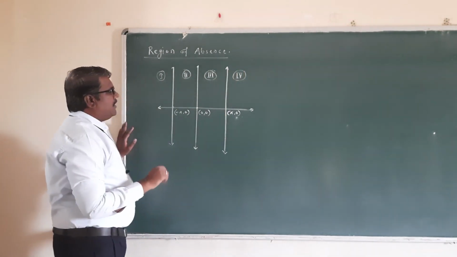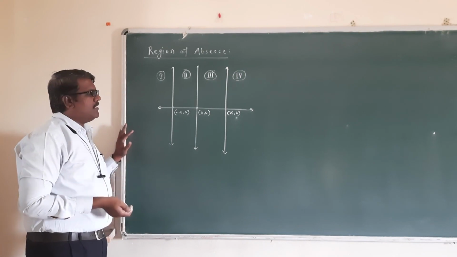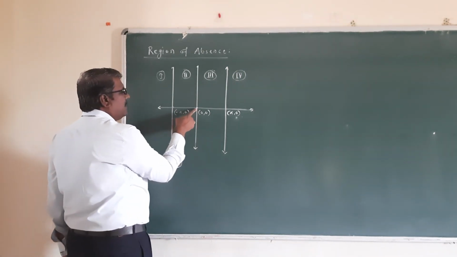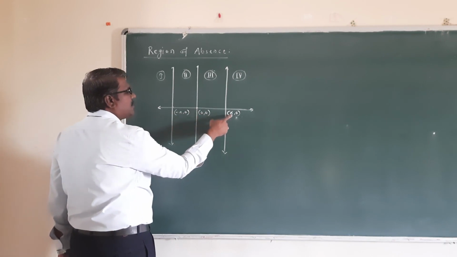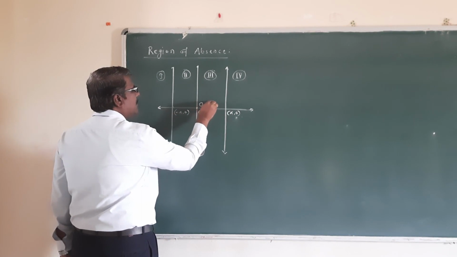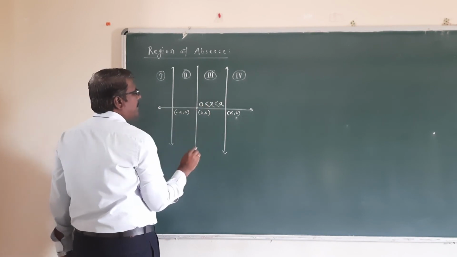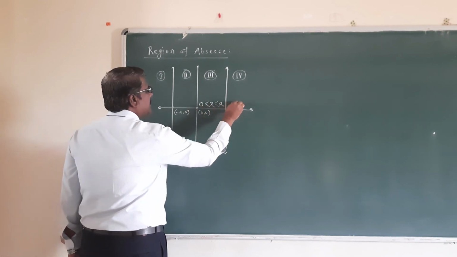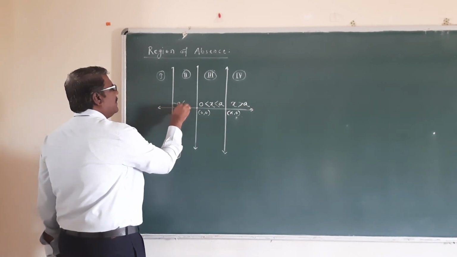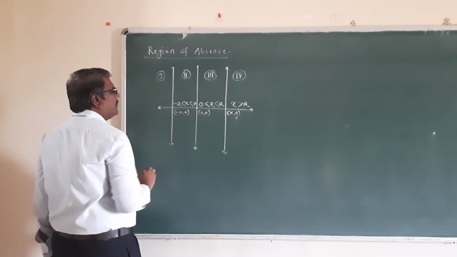Now, after doing the partitions, the next work is to define the partitions. How we define? Here, this point is 0, 0. This point is A0, therefore this partition is 0 less than x less than a. This partition is x greater than a. This partition is minus a less than x less than 0.